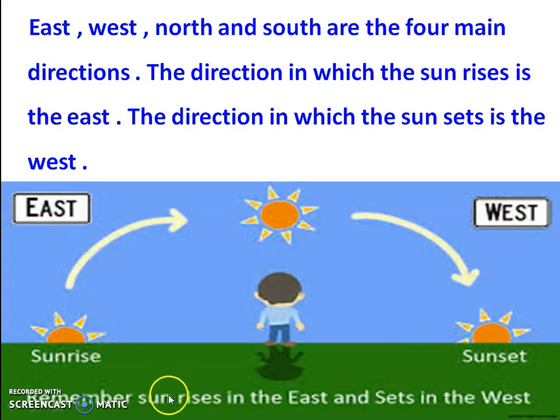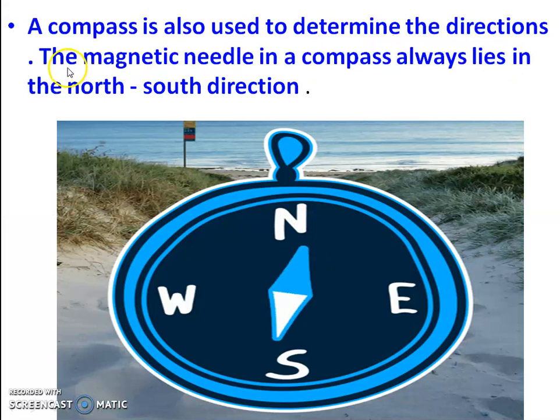If we are standing facing the east side, then west is behind us, north is our left and south is our right side. So these are the 4 major directions and we identify them by sunrise, that is east side, and sunset, that is west side.